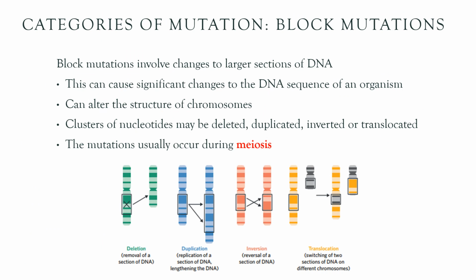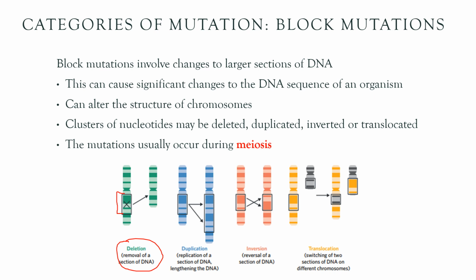We can also have block mutations. So these are much bigger. So these involve chopping and changing much larger sections of DNA. So this is about the chromosome level. So you can see here that at the chromosome level, we can have whole sections of DNA be deleted. So this whole section of DNA in the chromosome has been deleted.